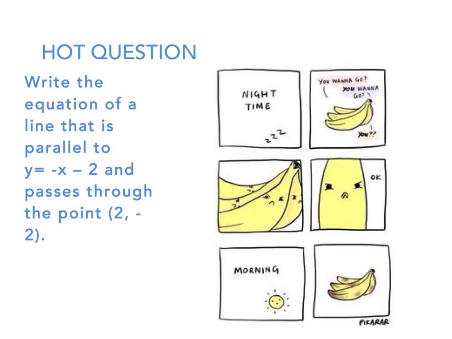So write the equation of a line that is parallel to y equals negative x minus 2 and passes through the point (2, negative 2). This should be (2, negative 2). Sorry about that if it's confusing to see. Passes through the point (2, negative 2).